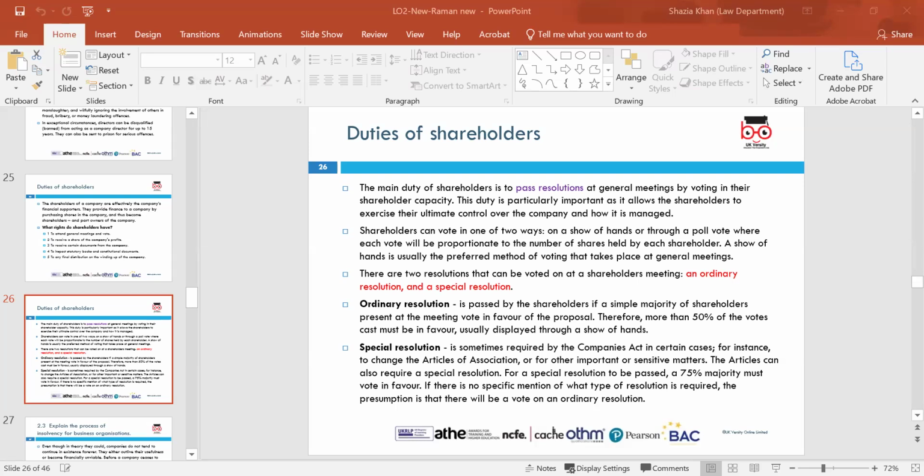So if we look at it, if a shareholder breaches its duties under a shareholder agreement, the company or the other shareholders could bring a claim for breach of contract against the defaulting shareholder. If they have suffered a loss as a result of the defaulting shareholder's actions, they may be able to bring a claim for damages against the shareholder.